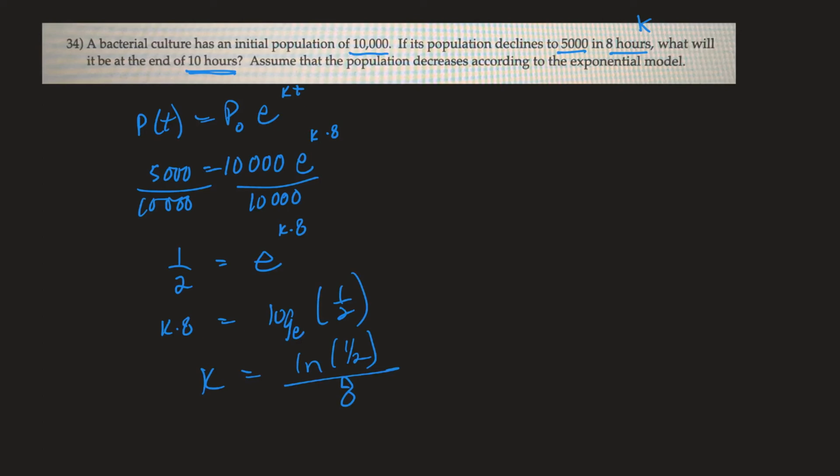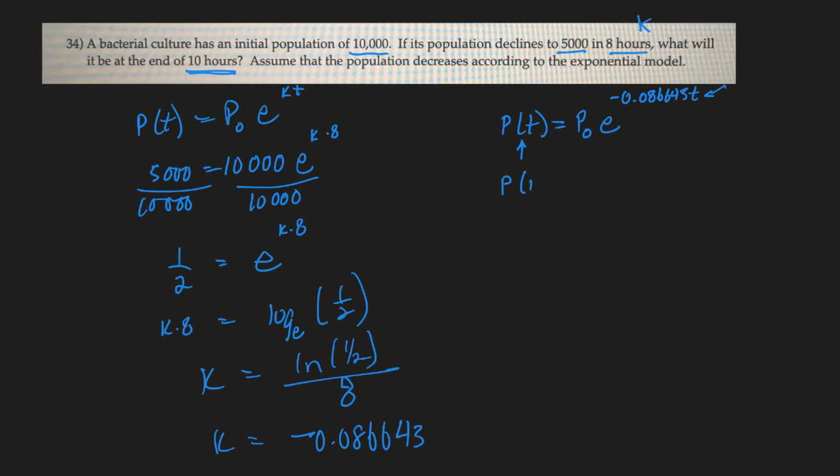divided by 8. So I'm getting for my k value negative 0.086643, etc. So my decay function, if I wanted to write it down, would be P of t is equal to P0 e to the negative 0.086643 t. That's the function. So then they say, what will be the population at the end of 10 hours? So they want to know what it's going to be when my time is 10 hours.